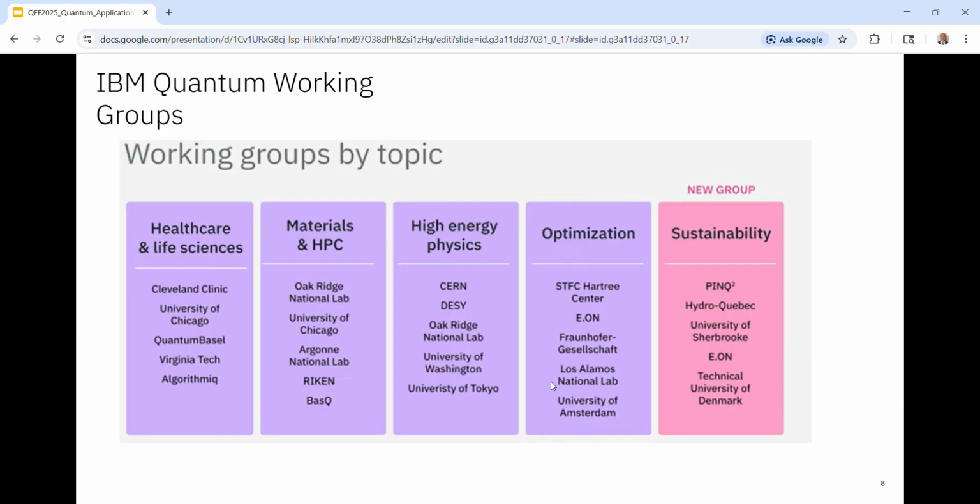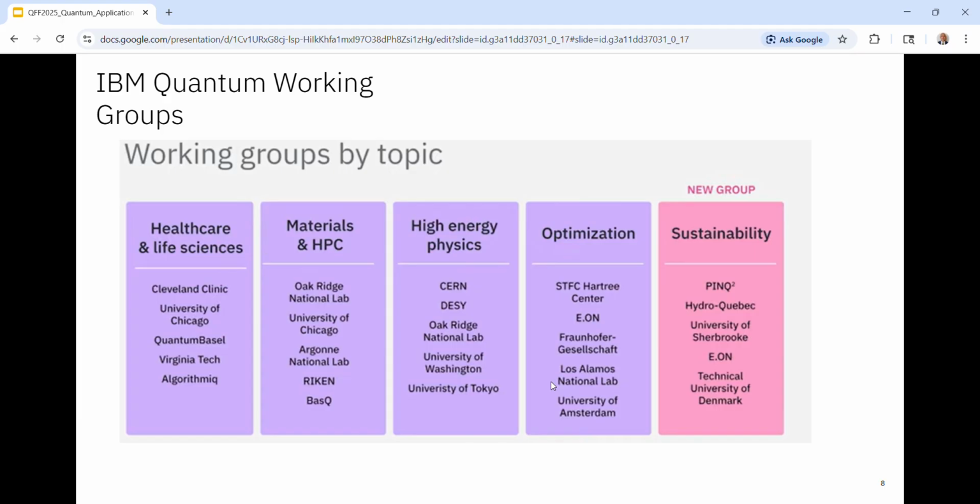I know I've seen a lot of stuff out of Oak Ridge National Laboratory, working both with the high energy physics side, stuff like the Large Hadron Collider, as well as with the material science side of engineering materials or evaluating the properties of materials. In healthcare and life sciences, Cleveland Clinic's been working a lot with protein folding. They don't have it on here, but I know Moderna is working with the folding of mRNA.